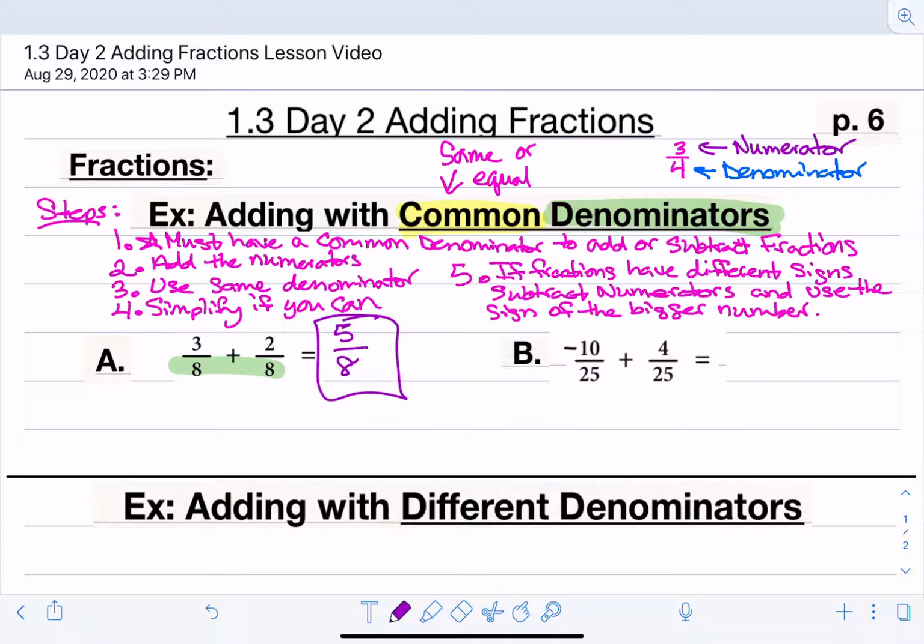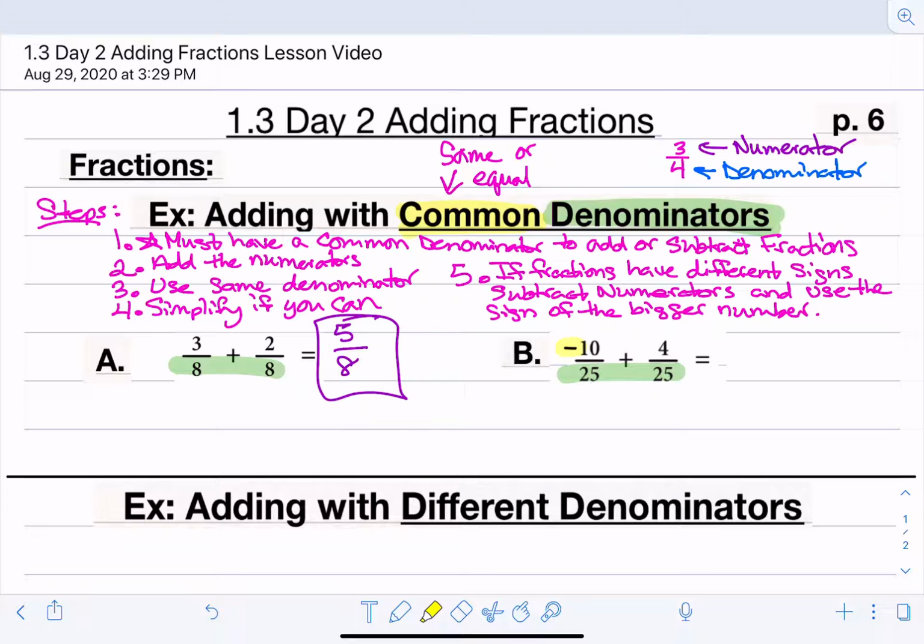Okay, let's move on to B. B is -10/25 plus 4/25. So step 1 says must have a common denominator to add or subtract fractions. Well, if you'll look, both denominators are 25, so they have common denominators. Now normally we would jump to step 2 and add the numerators and then use the common denominator. However, if you'll notice, the first fraction has a negative and the second fraction is a positive.